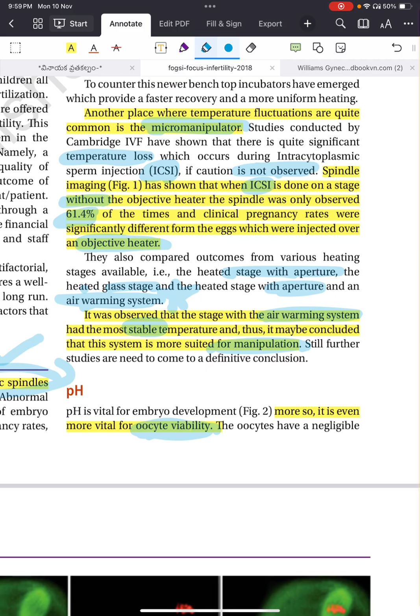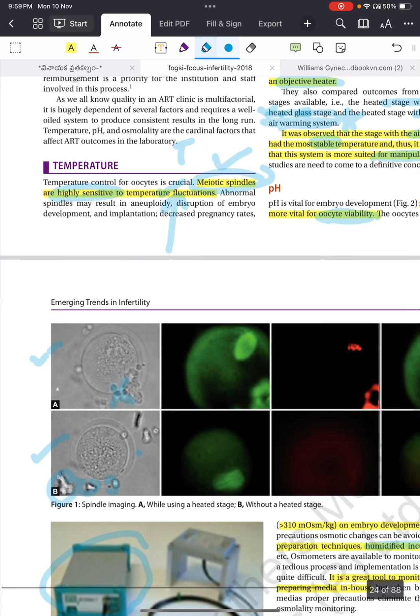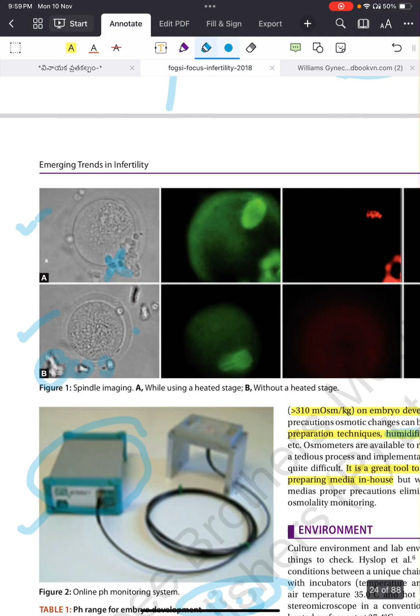They also compared outcomes from various heating stages: a heated stage with aperture, a heated glass stage, and an air warming system. These are three heating stages. They compared these three and found that the air warming system has the most stable temperature. If you see this image, there is spindle imaging. You can see spindle formation here, whereas there is no spindle formation in the lower image. So when there is a heated stage, there is spindle imaging; without a heated stage, there is no spindle imaging.